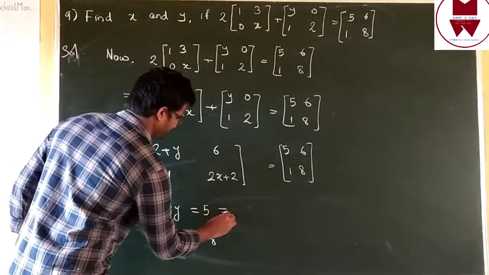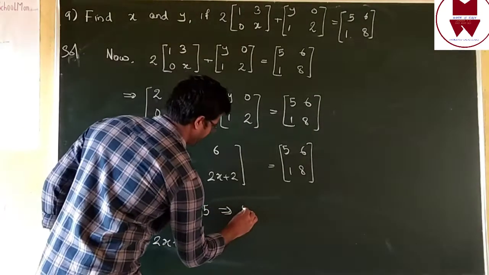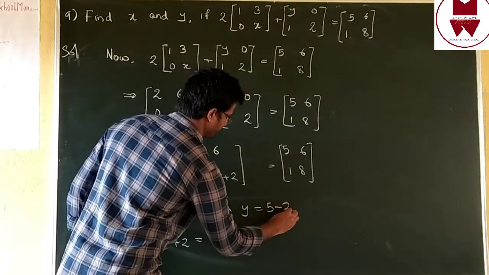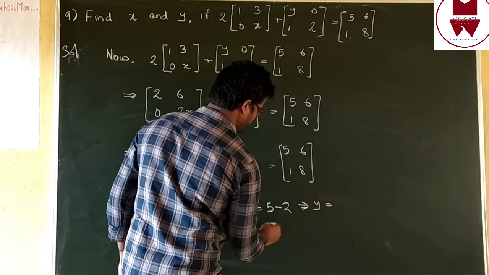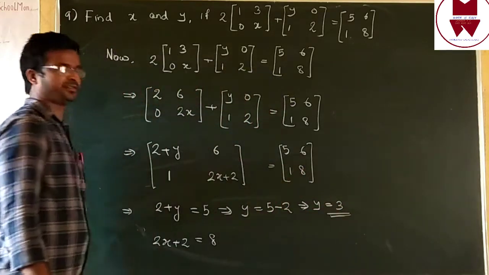Then from the first equation we can find out y. This 2 bring to the right side: y equal to 5, plus 2 becomes minus 2, implies y equal to 5 minus 2 is 3. The y answer is y equal to 3.